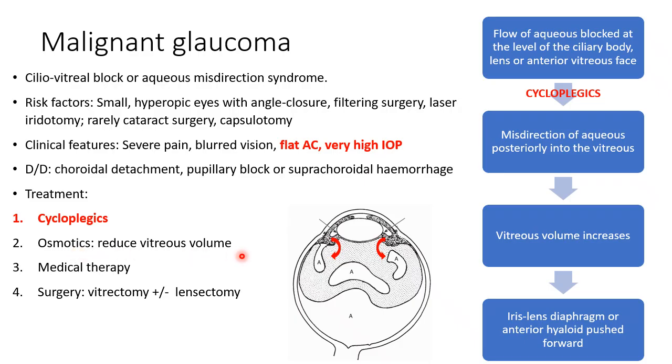Osmotics reduce the vitreous volume. They include mannitol. So this volume can be decreased. That will also cause the normal anatomy to be restored. Medical therapy of glaucoma. And if all else fails, which is usually the case, we need to remove this increased vitreous by doing a vitrectomy along with the lensectomy. So that is the treatment of malignant glaucoma. Remember, flat AC, very high IOP, pain, treatment of choice, cycloplegics. If cycloplegics fail, pars plana vitrectomy.